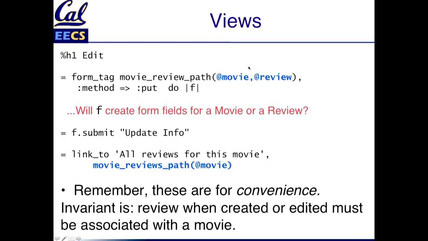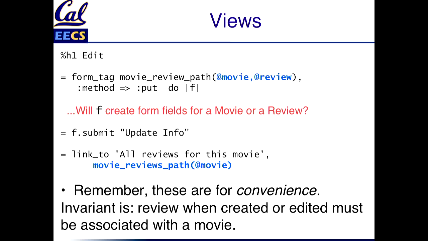So what does this look like in the views? Well, here's an example of what the view might look like for editing an existing movie. So I still can use form tag. I can use the URI helper movie review path, but of course I've got to give it two arguments. One argument is the movie that owns this review. The other argument is the review itself. And that's why when this form is submitted, and by the way, what's it going to create form fields of? Well, it's a movie review path. Not a movie review path, but a movie review path.